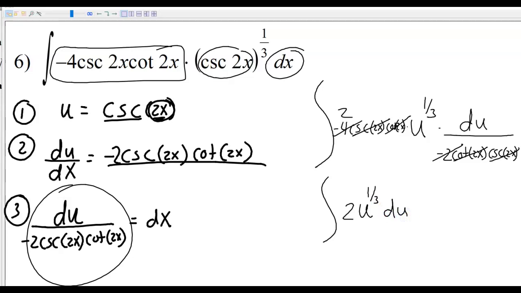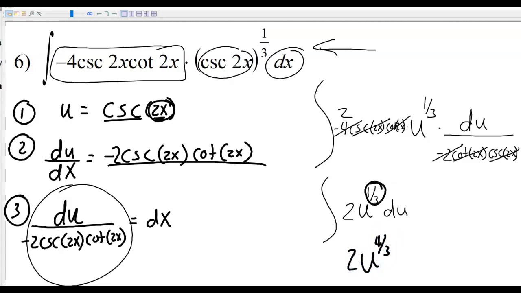And that's the beauty of u substitution. It takes something that looks like a nightmare and turns it into something so much simpler to look at. All right, so now what? Now we integrate, right? So we add 1 to our power. You add the top number to the bottom number to get 4, and you keep the denominator the same, 3. So that's going to be my new power.